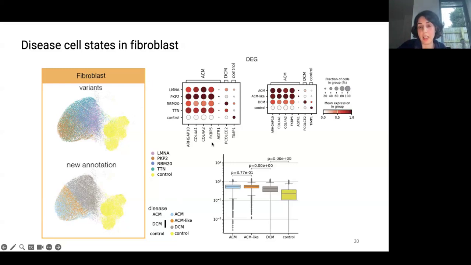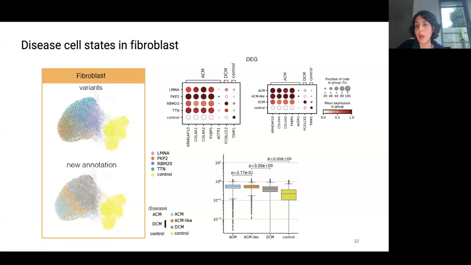In the first dot plot, you can see the expression of some of the genes associated with these diseases for different variants. As you can see, the four variants of the diseases are more or less very similar to each other compared to the control. This explains why the control cells are very separated from the disease. Also, looking into ACM and ACM-like cells, you can see that their expression of these markers is very similar between these two, but this is different from these DCM cells that are located here. This again validates our results.